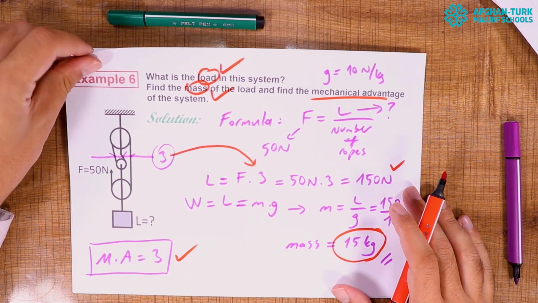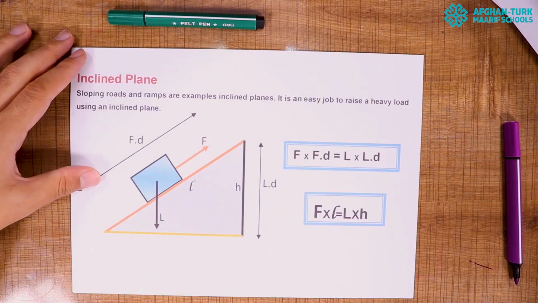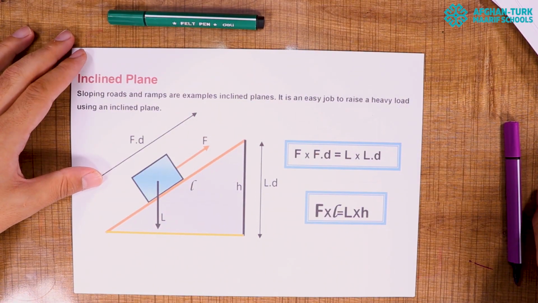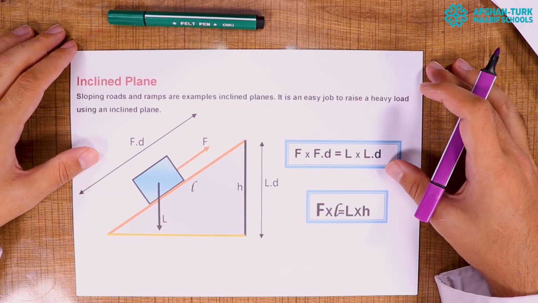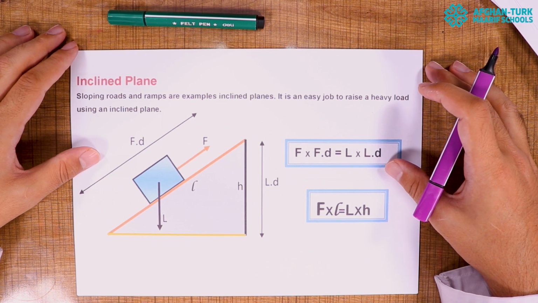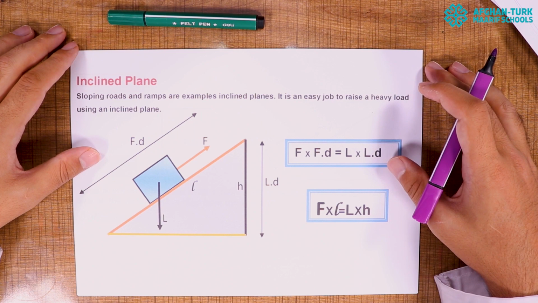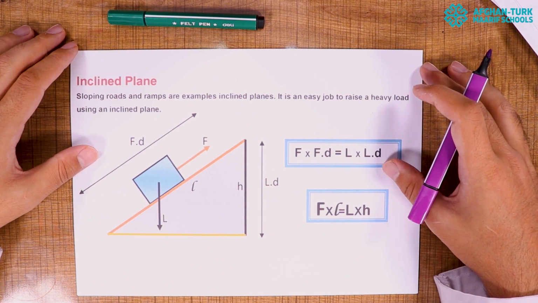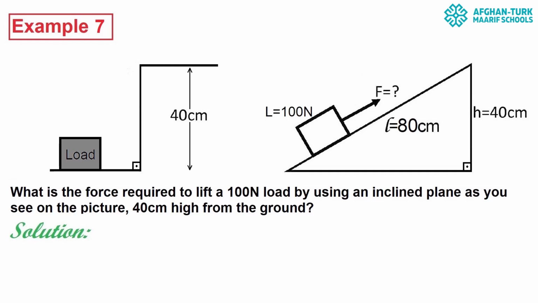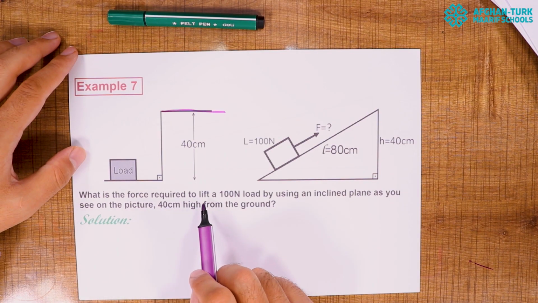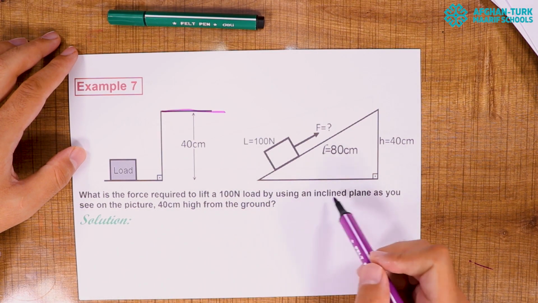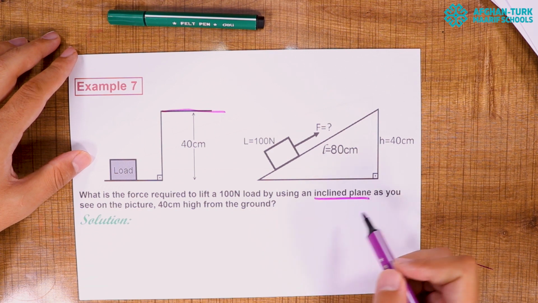Okay, let's continue with inclined plane. The plane with a slope is called inclined plane, such as ramps. It makes our job easy, especially if we are carrying a heavy load to raise. Let's see the example. Assume that we have a load of 100 Newton which we want to raise 40 centimeter high from the ground. What is the force required to lift 100 Newton load by using an inclined plane?